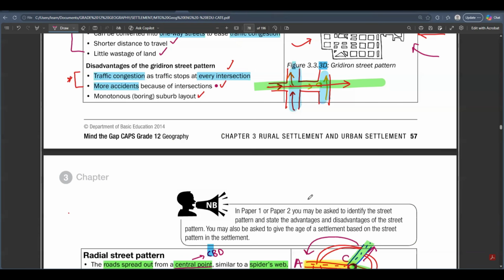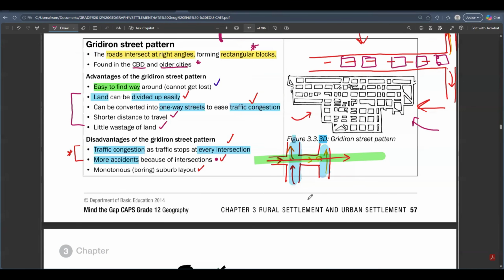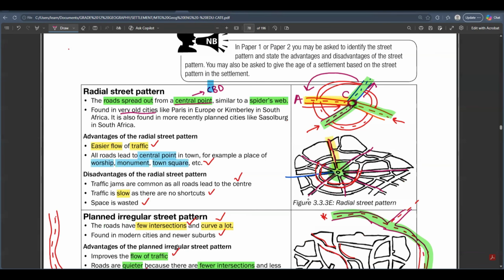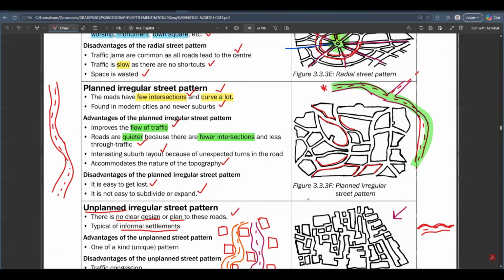So those ones are the planned patterns. The gridiron street pattern is a planned street pattern. That is why we even talked about the wastage of land, to say how much land is used up to be able to build such roads in such a pattern. So the gridiron and the radial street patterns, they are planned and they've got a certain shape that you can recognize. But the planned irregular street pattern doesn't have a certain shape, all right? That's why it's irregular.